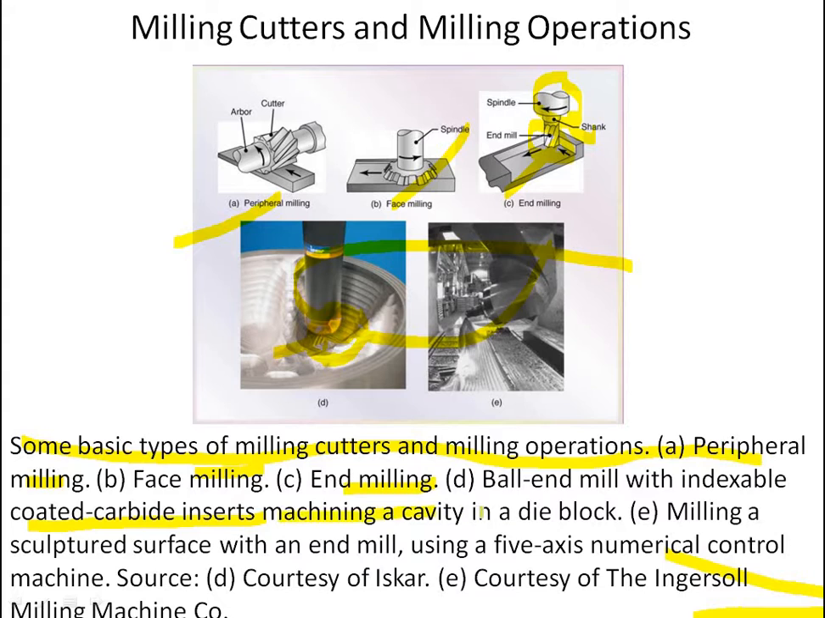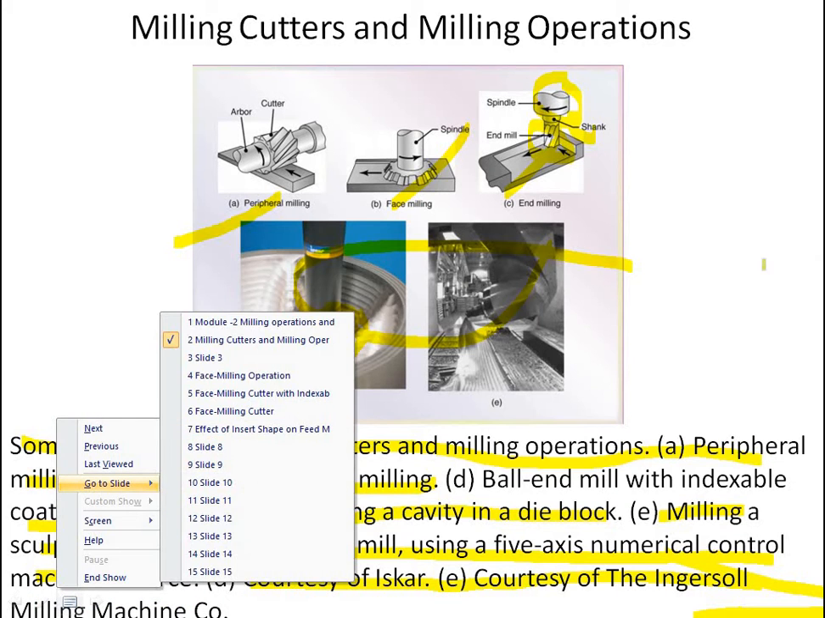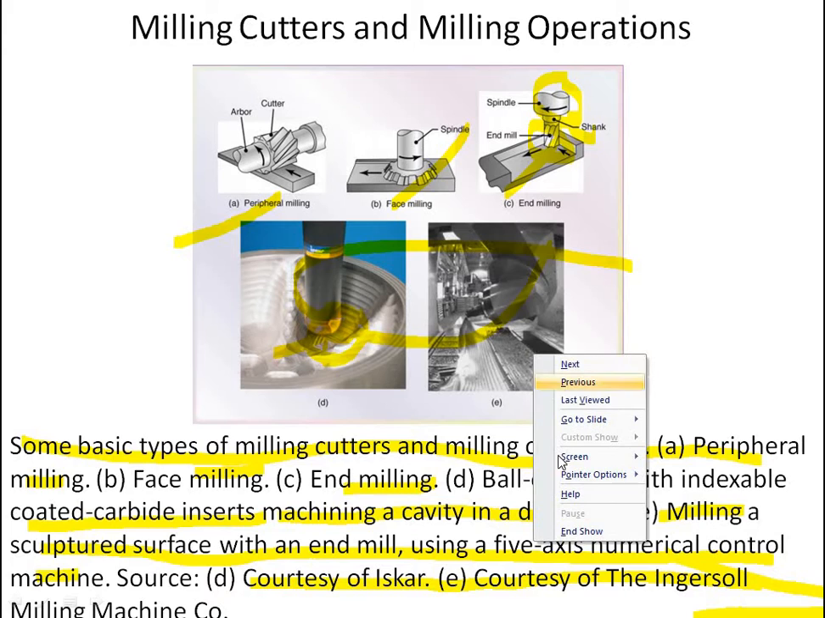Inserts machining a cavity in a die block, and this is E1, milling a sculptured surface with an end mill using a 5-axis numerical control machine. Numerical control machine, that is nothing but a CNC machine. Okay, courtesy of SCAR, courtesy of Ingersoll Milling Company. Okay, these are the milling cutters.